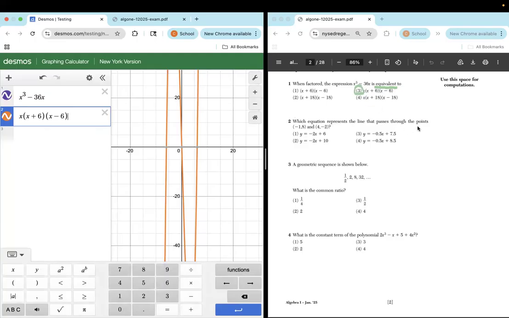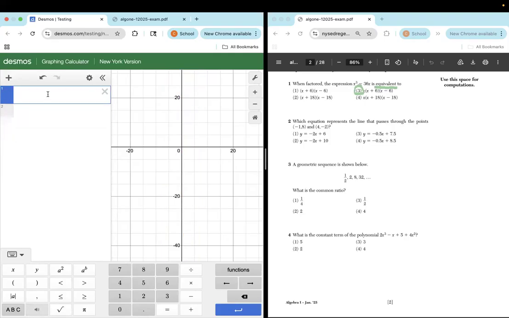All right. Question two. Which equation represents the line that passes through the points -1, 8 and 4, -2? This is another question where the graphing calculator will be very helpful. So basically we're going to graph each line and check which one has those two points on the line. So let's type in choice one, y equals -2x plus 6.